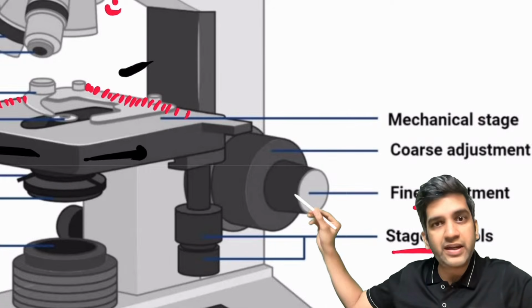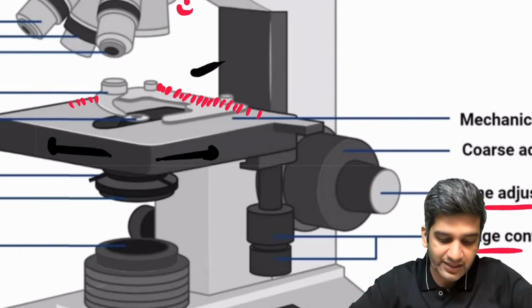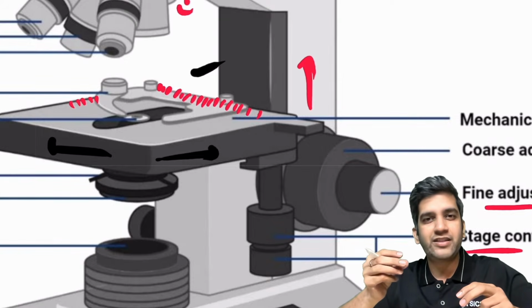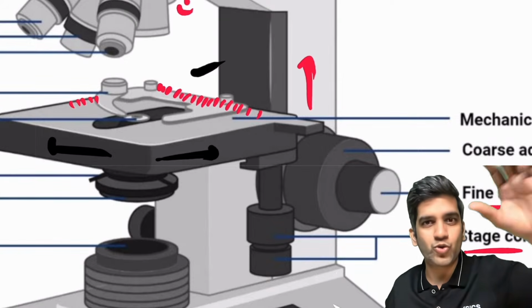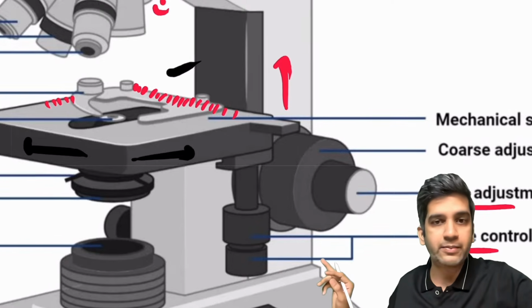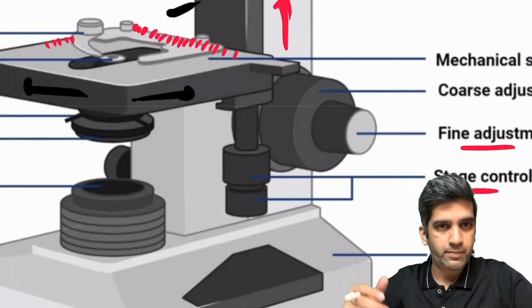Sometimes these two can be in different knobs for us to rotate. Coarse will move the entire stage up and down by a large amount. Fine will move it slightly just to focus, like a camera: zoom and then focus. Same way, coarse and fine adjustment, right? And these are my stage controls, which can move the stage along the x-axis and y-axis. We have a knob below it, right?